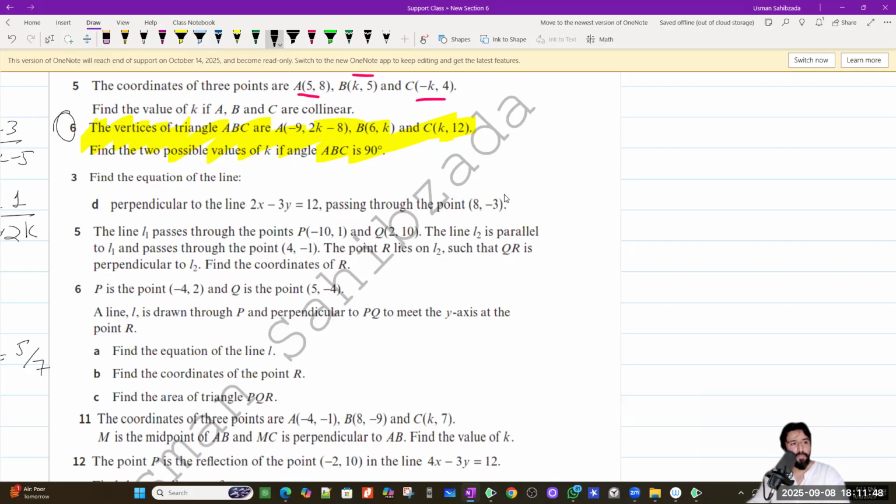Okay, so 6. The vertices of the triangle ABC are given; find the two possible values of k if angle ABC is 90. So ABC is 90, guys. Again, gradient of AB times gradient of BC should be equal to -1. We have done this before. No new theory.